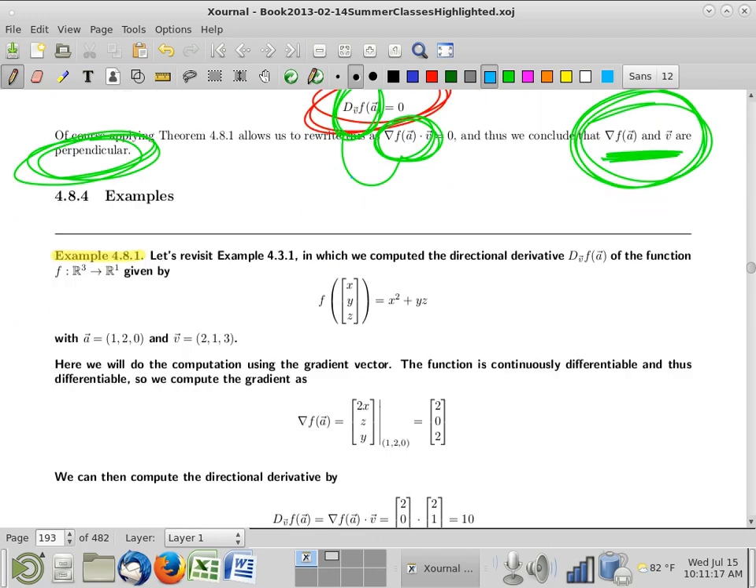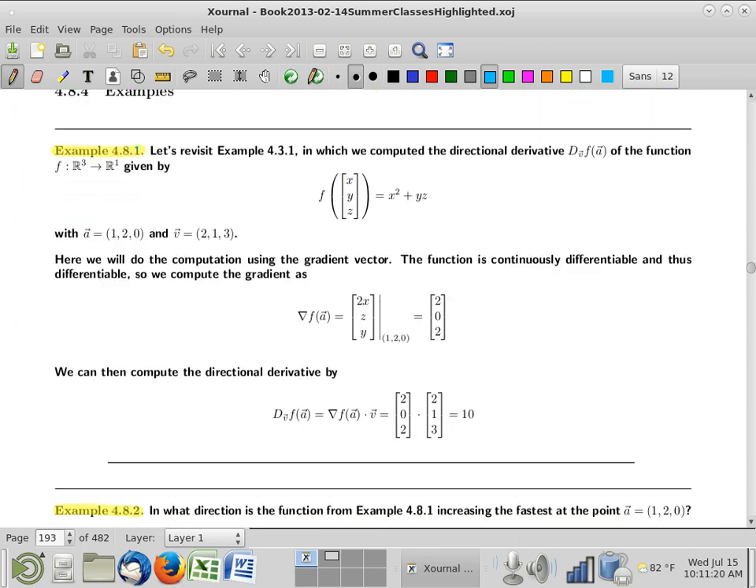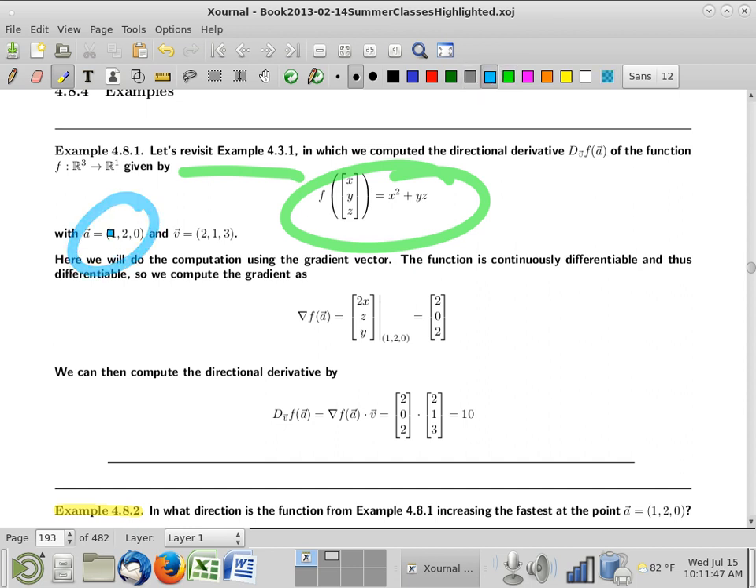Okay. All right. So here is a multivariable function. This might look familiar. We saw this back in 4.3.1. This was our first example of a directional derivative. Let's ask the question: how would I compute this directional derivative where I am at this point and moving with that velocity? Well, we did it the brute force way in section 4.3.